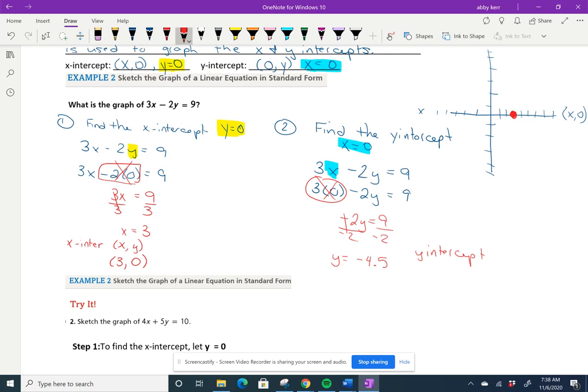Now the y-intercept, you want to remember, is an ordered pair. So we're going to do x comma y. We already decided that x is 0 because it's the intercept. And then we just found our y, which is negative 4.5. So then we're going to go down 4.5 spots. And then you're going to connect the 2 points and draw your line and your arrows.